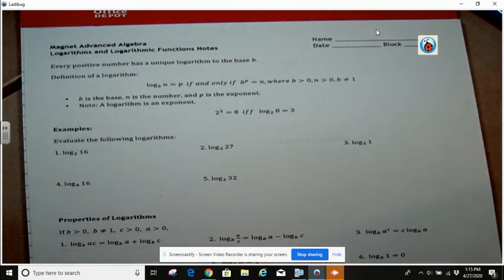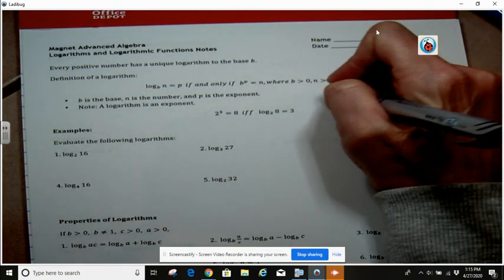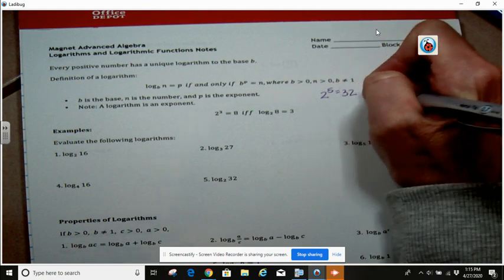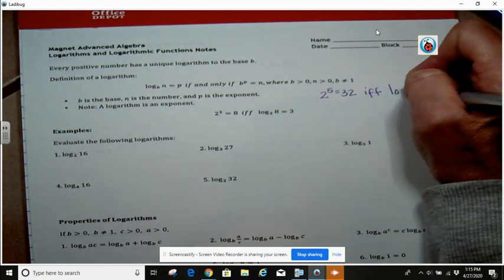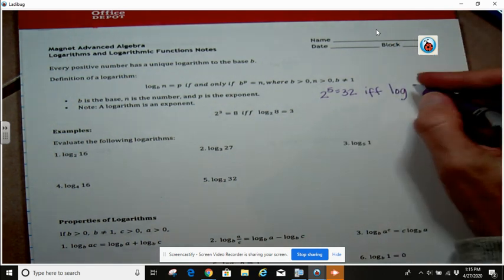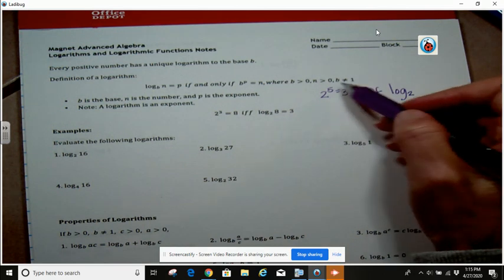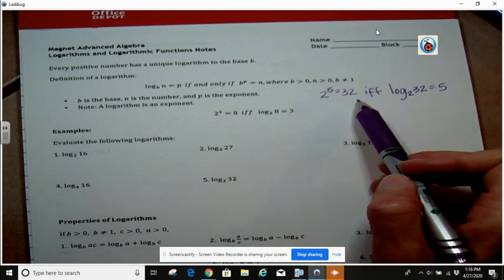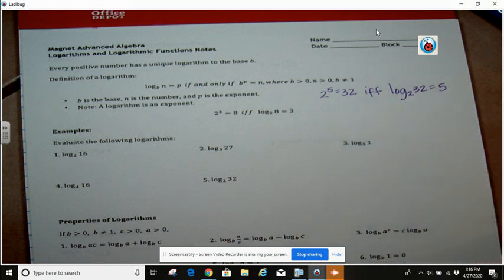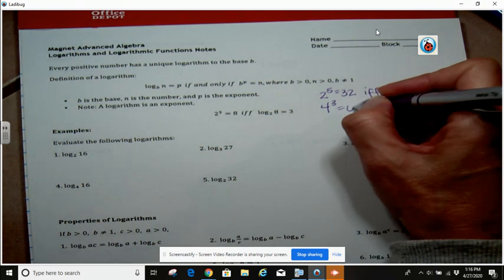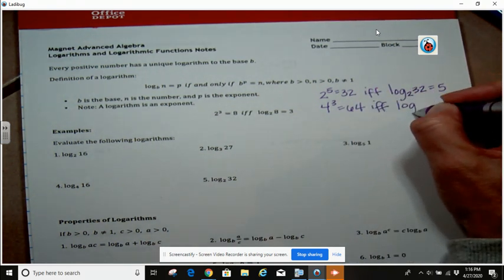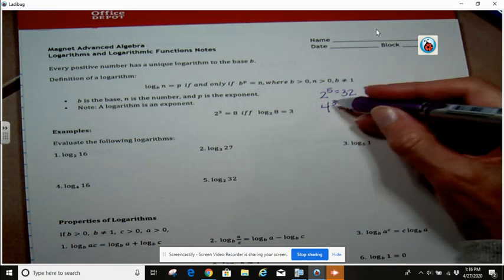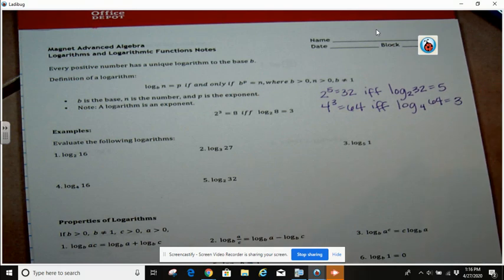So if we were to do a couple of examples, say 2 to the 5th equals 32. That would be if and only if log, the base of the exponent is 2, so we're going to have the base of the log be 2. And then the 5 and the 32 are going to swap sides. So I'm going to put 32 on the left and 5 on the right. So 2 to the 5th equals 32 if and only if log base 2 of 32 equals 5. Let's see, 4 cubed equals 64 if and only if log, the base of the exponent is the base of the log, and the other two numbers switch sides. Log base 4 of 64 equals 3. So you want to be able to go back and forth between exponential form and logarithmic form.